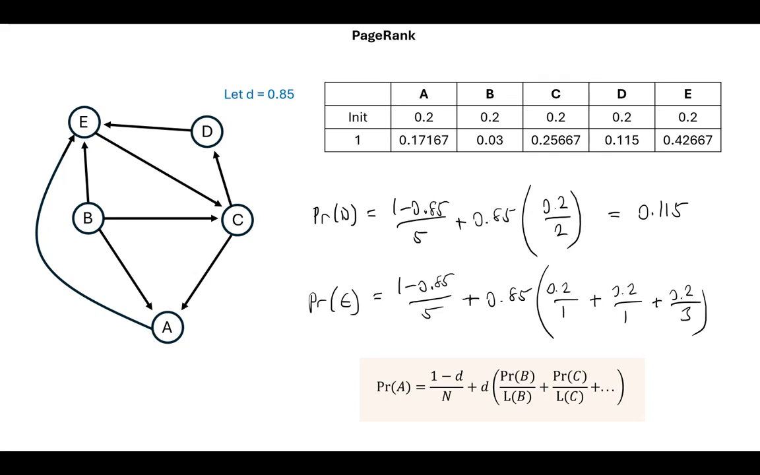Note that we always use the rank in the previous iteration. That means if we're writing pseudocode, we need to store the previous ranks for at least one iteration in a separate dictionary. Try this now for the second iteration. Pause the video and see if you get the right answers.